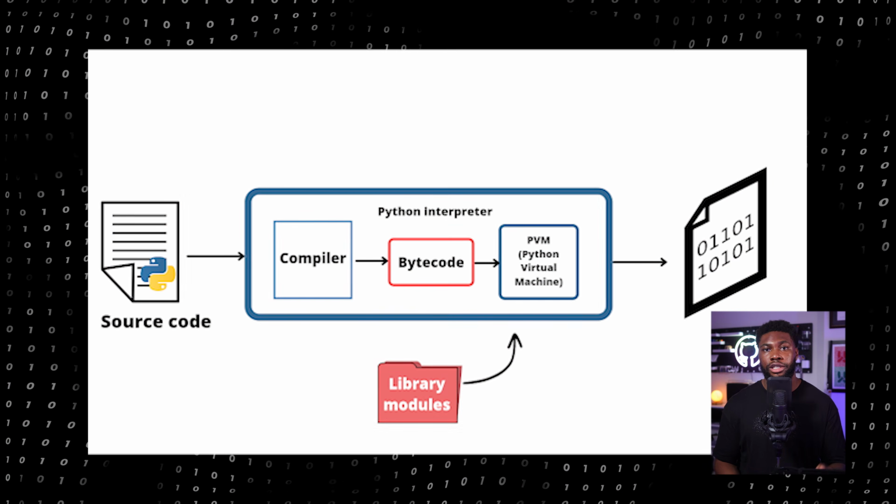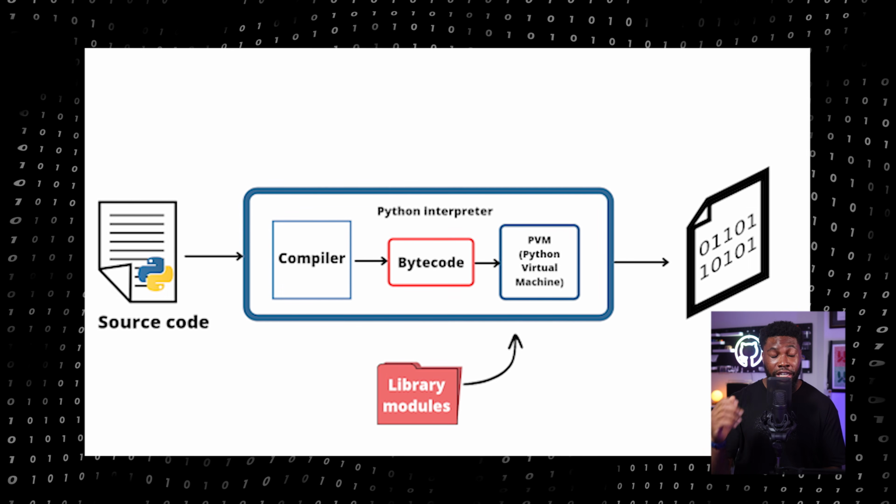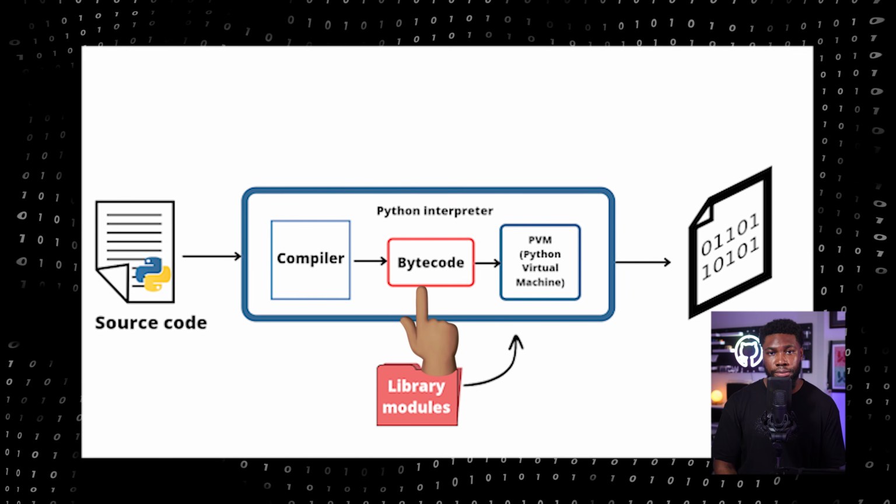For interpreted languages like Python or JavaScript, there is no separate compilation step. Instead, an interpreter reads your code line by line. In Python's case, it's using a bytecode interpreter.